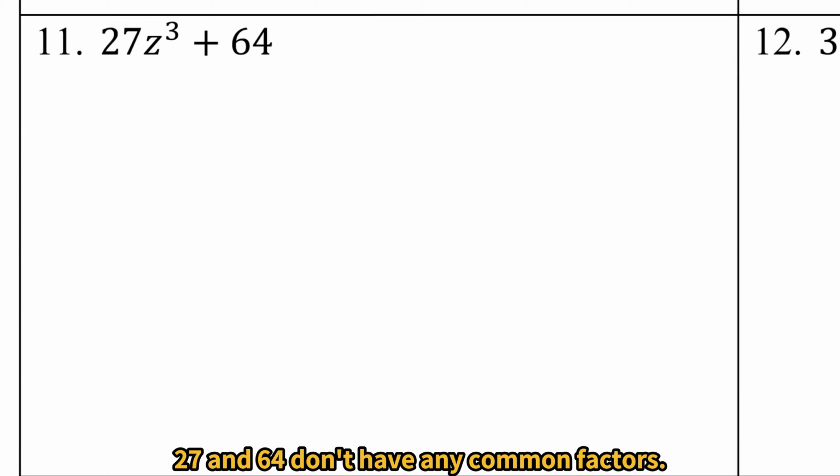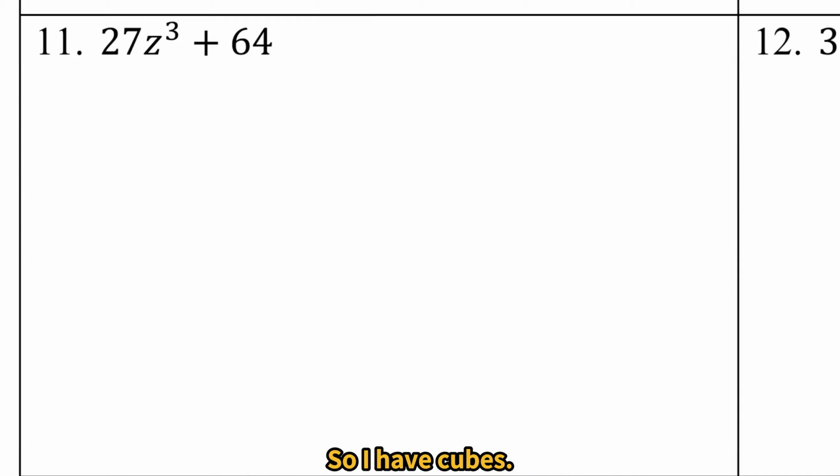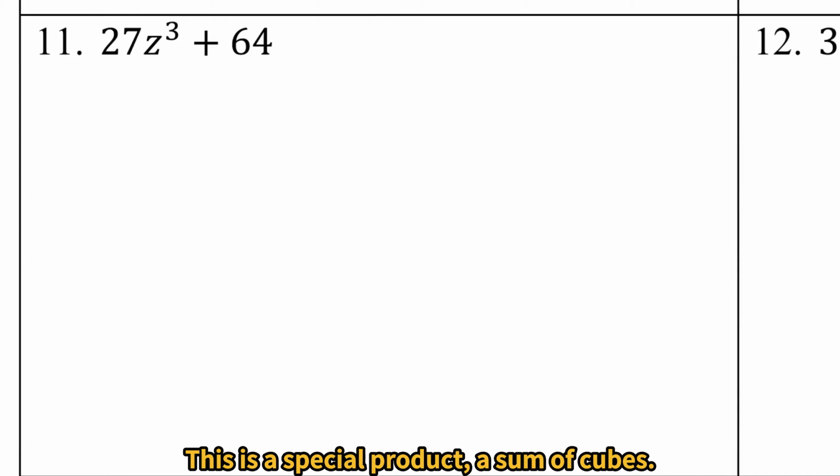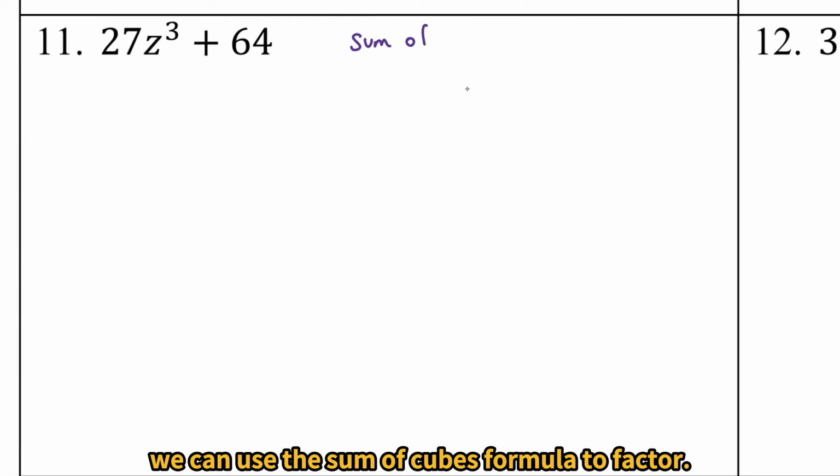27 and 64 don't have any common factors, but I notice I have a z to the third, and 27 is 3 to the third. 64 is 4 to the third. So I have cubes. This is a special product, a sum of cubes. So even though I don't have a greatest common factor, we can use the sum of cubes formula to factor.